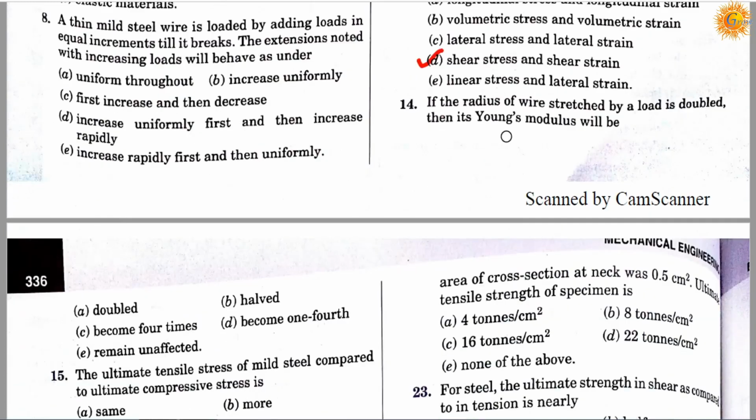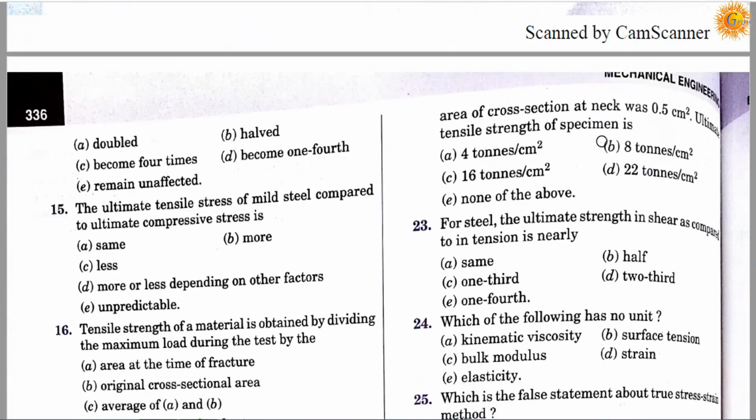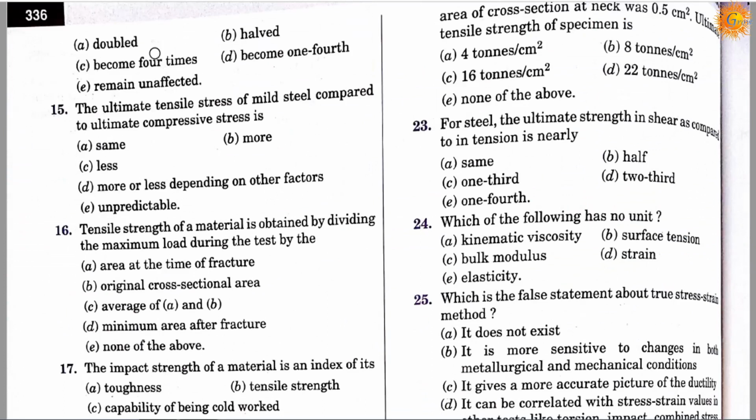Question number 14. If the radius of a wire stretched by a load is doubled, then its Young's modulus will be: option A, double; option B, halved; option C, become 4 times; option D, become 1/4; option E, remain unaffected. So correct answer is E, it will remain unaffected.